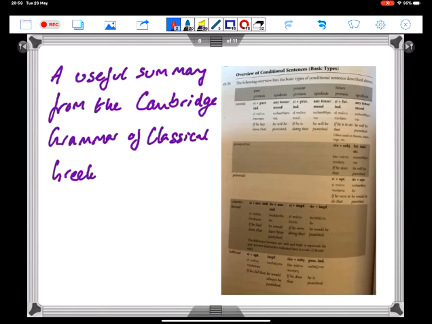And what they do here is they take you through type of conditional and build in how that is reflected in different tenses. What they call neutral is what we would see as basic. The prospective is what we would see as indefinite. And the counterfactual is exactly that, contrary to fact.